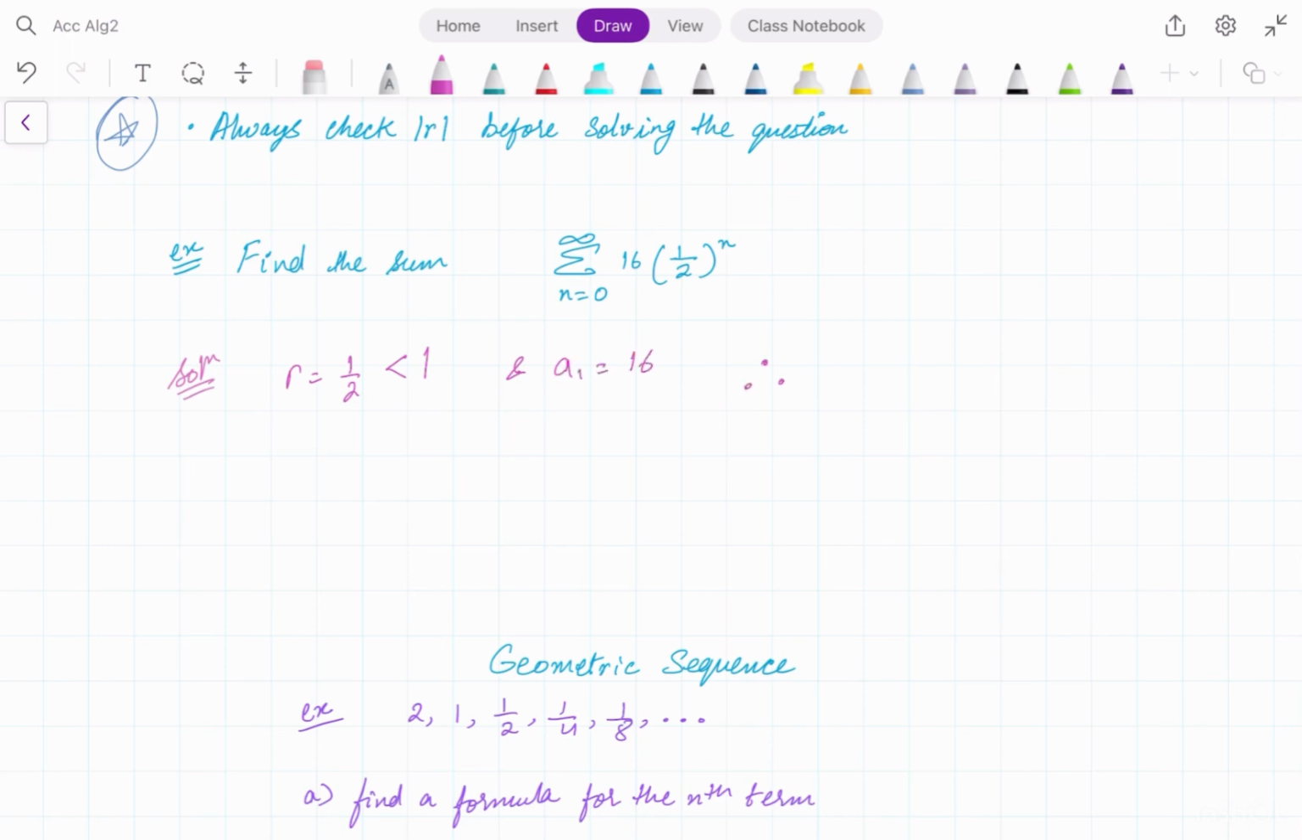Summation for the infinite is very easy. It is just the first term divided by 1 minus r. For the finite, we need to do more work: 1 minus r to the power of n, divided by 1 minus r, times the first term. But for the infinite, you need to check the common ratio first. So I was able to calculate the answer as 32.